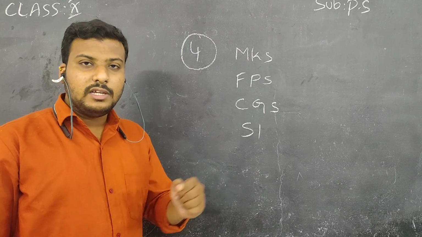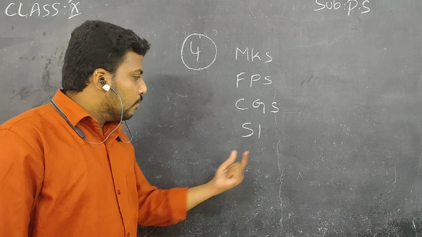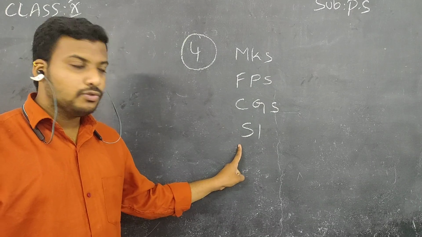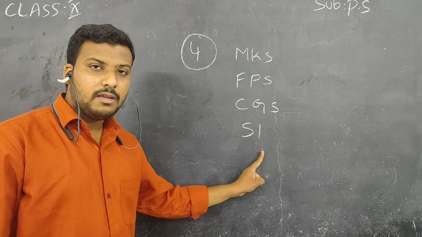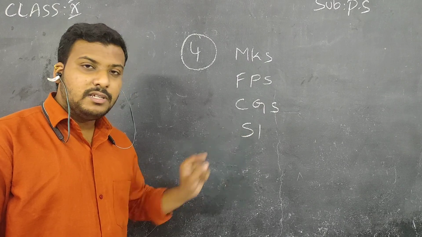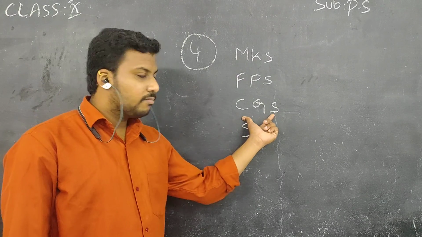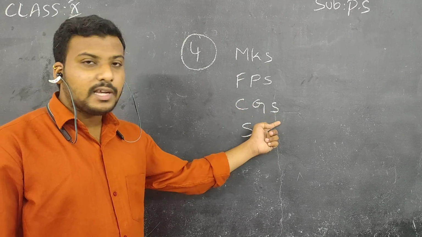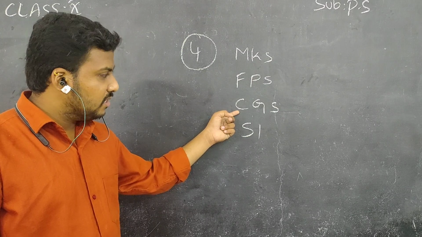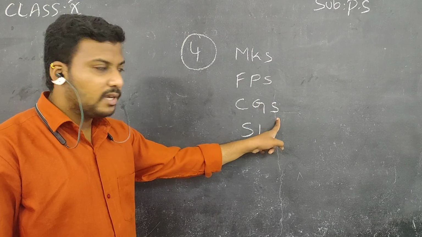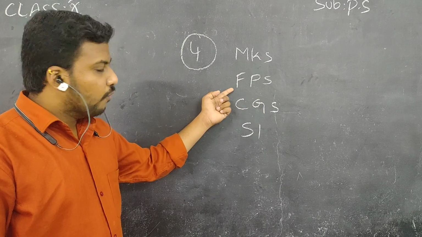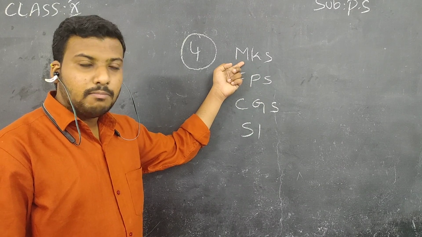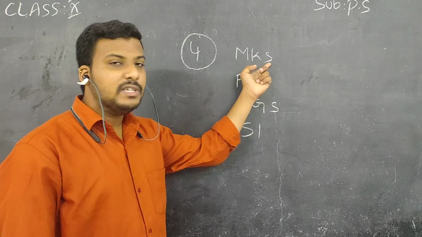Generally, worldwide we use the SI system. SI means international system, children. We should not read it from S, we should say from I, that is international. S means system. In CGS we use centimeter, gram, second. C means centimeter, G means gram, and S means second. FPS means foot, pound, and second. M means meters, K means kilograms, S means seconds.